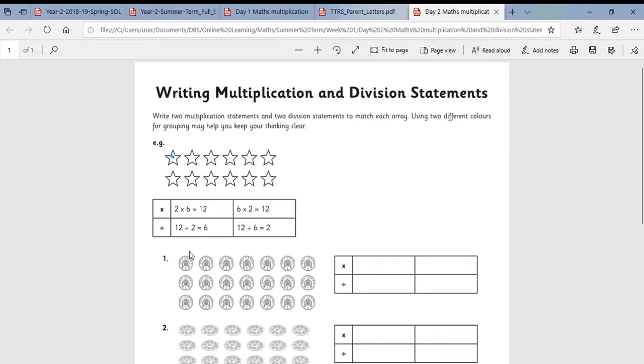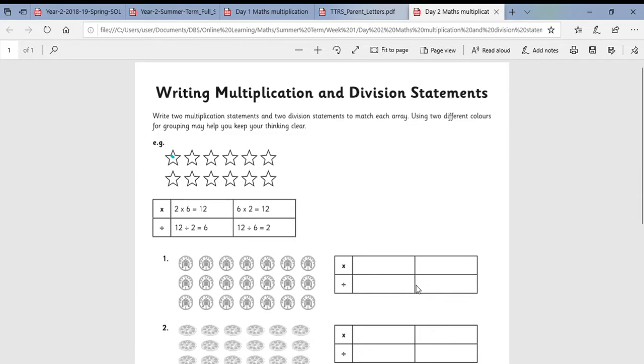Now I'm going to start with 3 in my first statement. So 21 divided by 3 equals what? So if I know that 3 times 7 is 21, or 7 times 3 is 21, I also know that 21 divided by 7 equals 3. The same as saying, how many 7s are there in 21? There are 3 lots of 7 in 21.